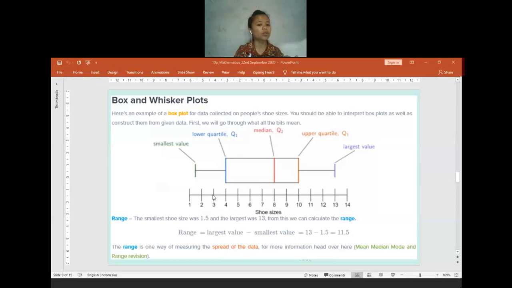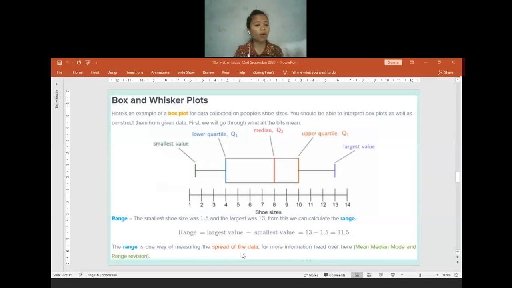There is a shoe size, and as you can see, the lowest shoe size will be equal to about 1.5, and the highest shoe size will be equal to 13. So for finding the range, you just need to subtract the smallest value from the largest value, which is 13 minus 1.5, it will be 11.5. The range will be telling us the spread of the data.